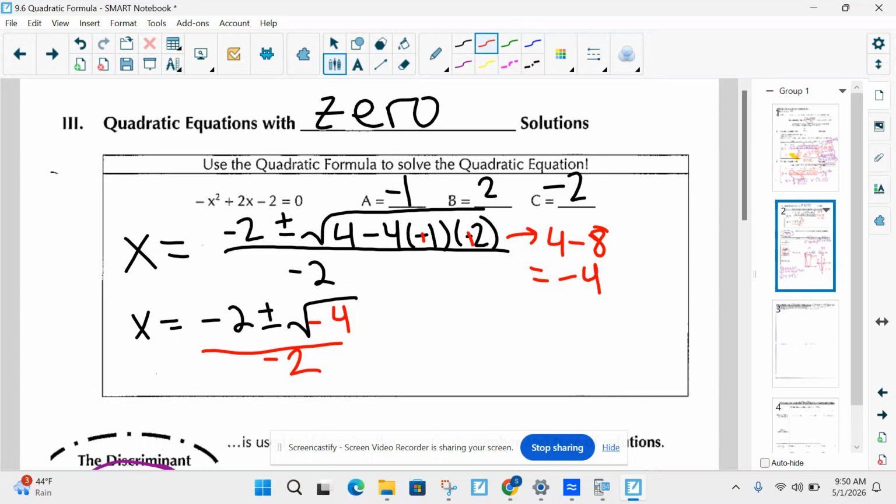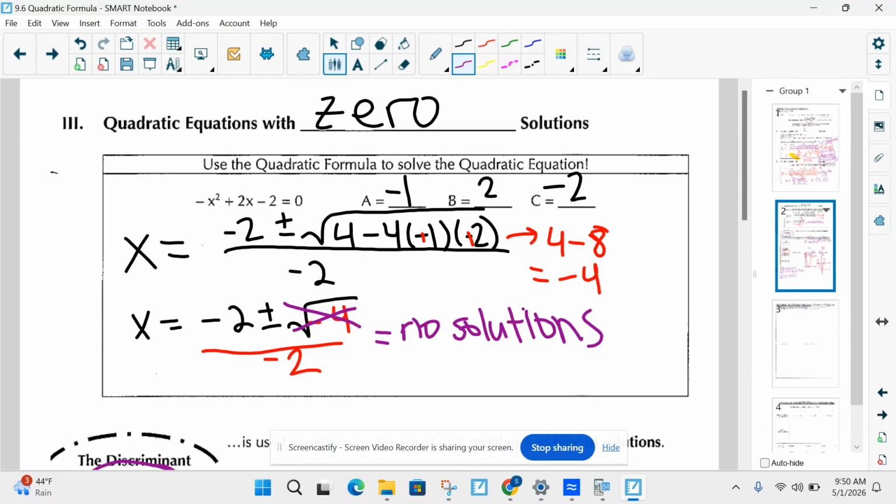Well, we know that you can't take the square root of a negative. That would be no solution. So that makes the entire thing no solution. If the discriminant is negative, if you get a negative under the square root, there's no solution. If you try typing it into your calculator, you would get an error. It would say non-real answers.